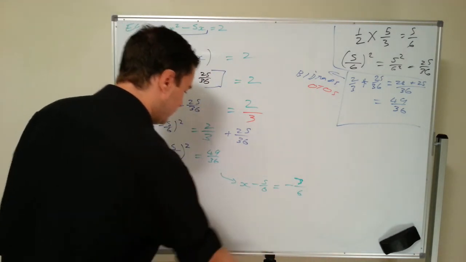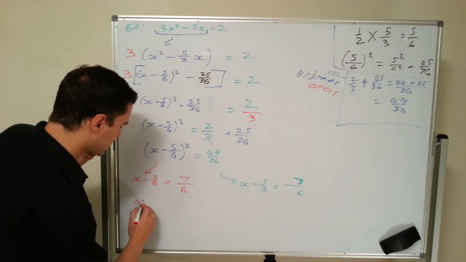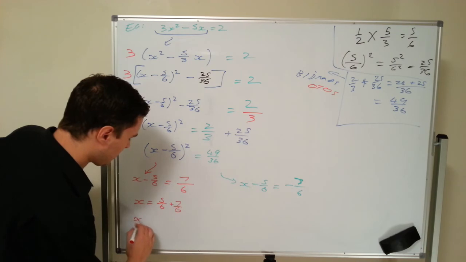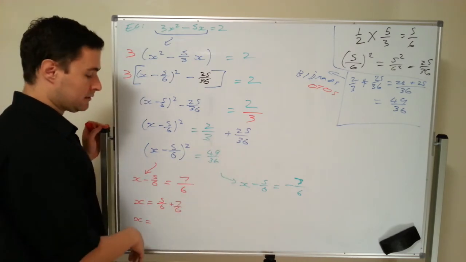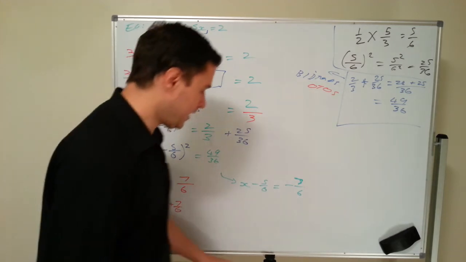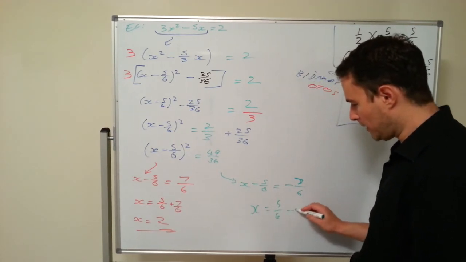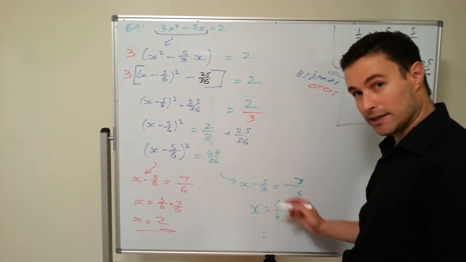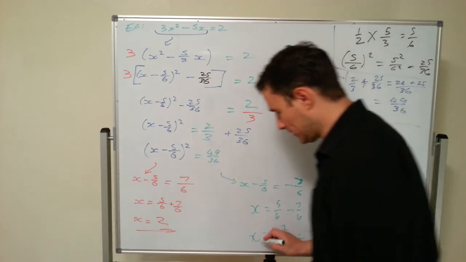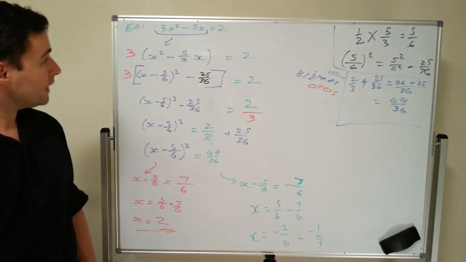Now all that we have to do is tidy things up. Opposite of minus 5 over 6 is plus 5 over 6. So I've got x equals 5 over 6 plus 7 over 6. x equals 5 plus 7 is 12, divided by 6 is 2. There's my one answer. You with me? And then my other answer on this side is x equals 5 over 6 minus 7 over 6. 5 minus 7 is negative 2 over 6, which is negative 1/3. So x equals negative 1/3. Okie dokie. So that's quite challenging actually.